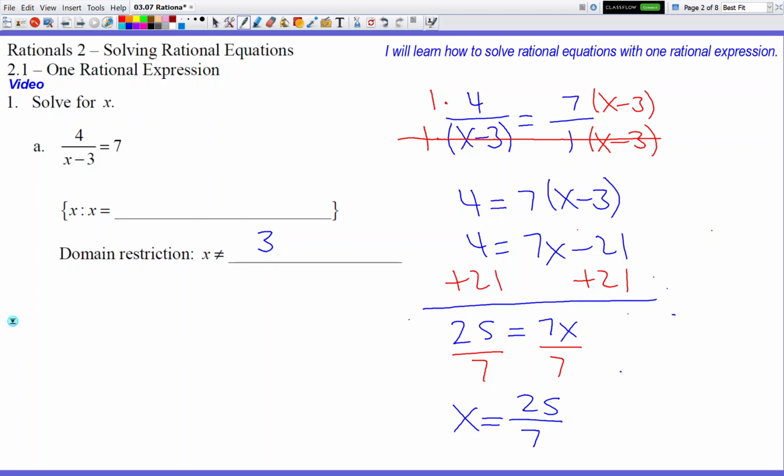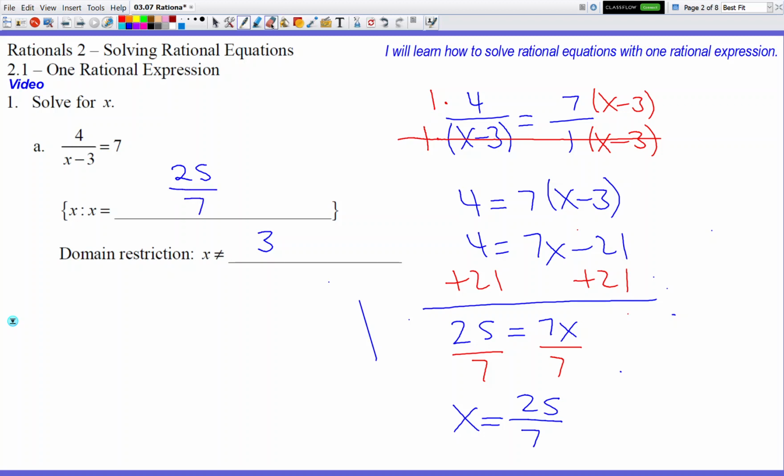Okay, so we're going to realize that our restricted number is 3. So all we're going to do is go to our answer for x, which is 25 over 7, and ask him a simple question. Are you a 3? And he's going to respond, I don't think so. I'm a 25 over 7. So I don't think I'm a 3. And we're going to say, okay, cool. Since you're not a 3, then as long as we did our computation correctly, you should be legit and good to go.